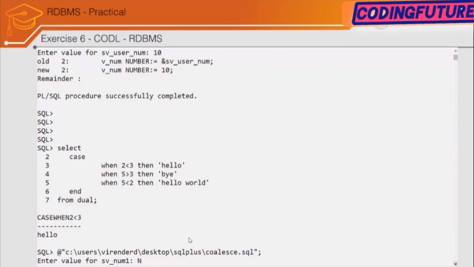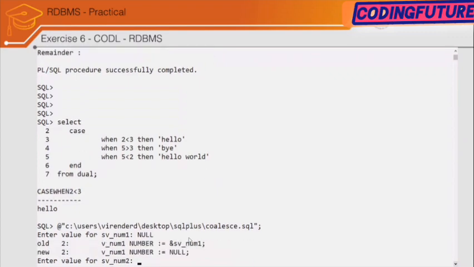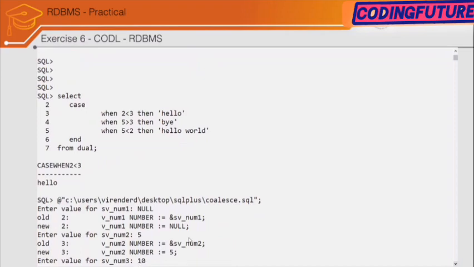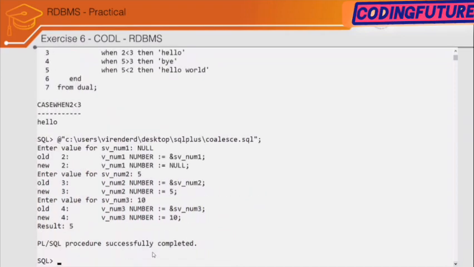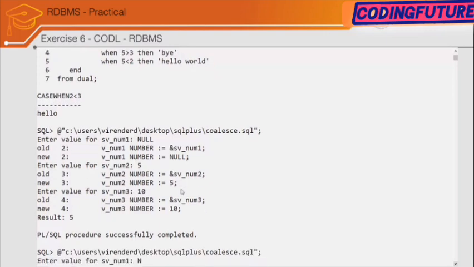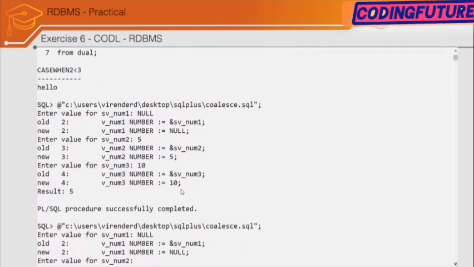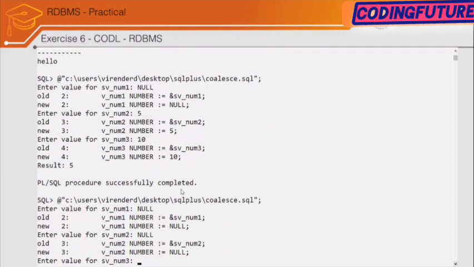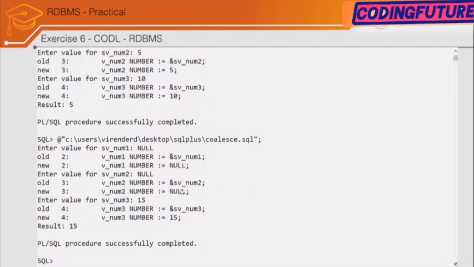First value, say I give it null. Next number, say 5. Next number say 10, so it is printing result as 5. So it will return the first not null value. Let's run this program again. Say null, and if it is also null, say 15. Number 3 is 15, now result is 15. So this function is returning the first not null value.